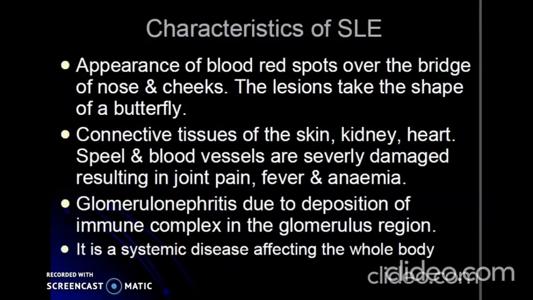Characteristics of systemic lupus erythematosus. There is appearance of blood red spots over the bridge of nose and cheeks. The lesion takes the shape of a butterfly. Connective tissue of the skin, kidney, heart, spleen and blood vessels are severely damaged, resulting in joint pain, fever and anemia. Glomerulonephritis due to the deposition of immune complex occurs in the glomerulus region. It is a systemic disease affecting the whole body.